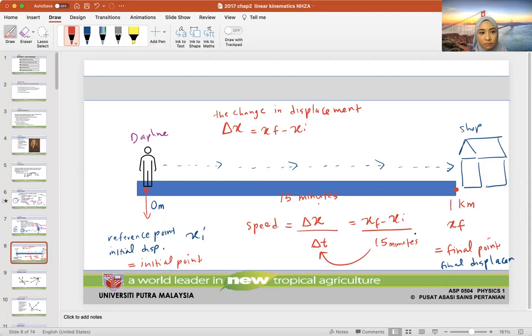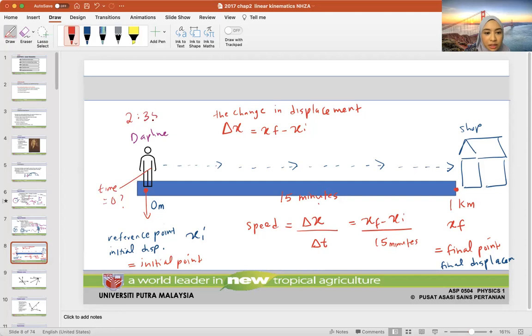15 minus 0. Daphne started at time 0. Someone said 15 minutes is delta T because it's the duration. Correct, so delta T is actually the duration. The 15 minutes is the duration of Daphne going to the shop, which is T final minus T initial. Whatever the time is, T final minus T initial gave us 15 minutes.